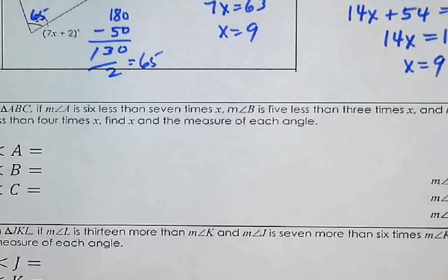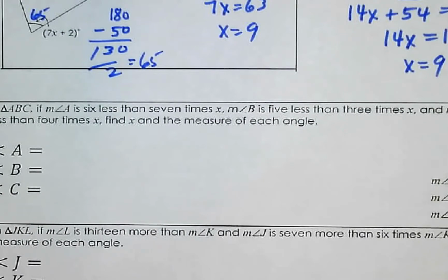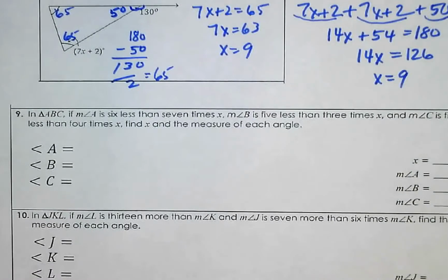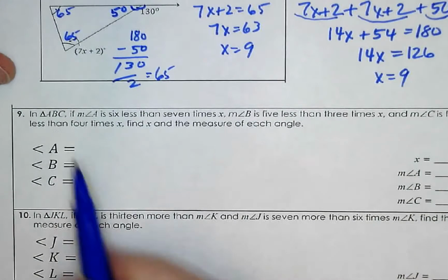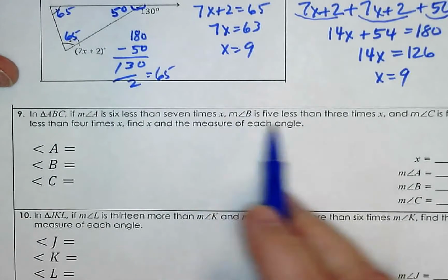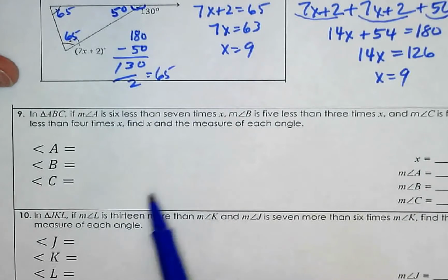Number 9. Let's see if we can shrink this a little bit. Number 9, again, we're just going to look at triangle ABC. It gives me the three angles of A, B, and C as an algebra expression. So we're going to first do that.